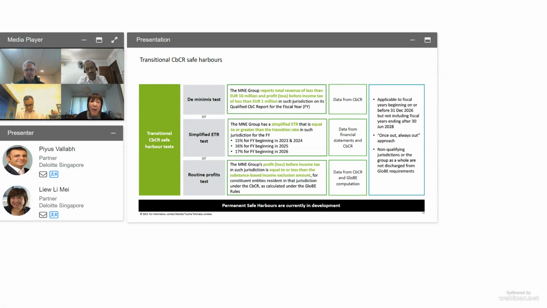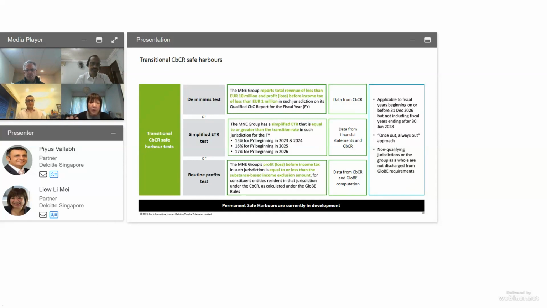Now, one point to highlight is the once out, always out approach. So if a MNE group does not apply the transitional safe harbor in a particular jurisdiction in 1 year, it cannot use the safe harbor for that jurisdiction in a subsequent year. So the exception is only if the MNE group did not have any constituent entities in that jurisdictions in a prior year. Permanent safe harbors, those are currently in development.